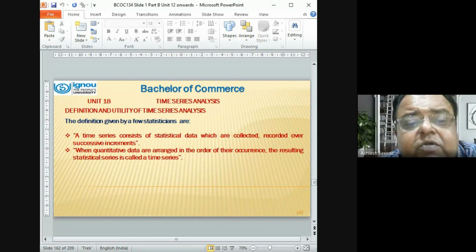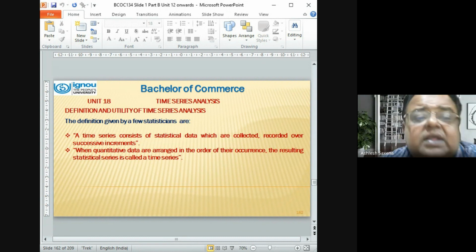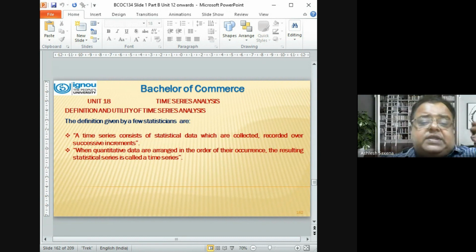Now we move to unit 18, that is time series analysis. What is the definition of time series analysis? A time series consists of statistical data which are collected, recorded over successive increments. When quantitative data are arranged in order of their occurrence, the resulting statistical series is called the time series.